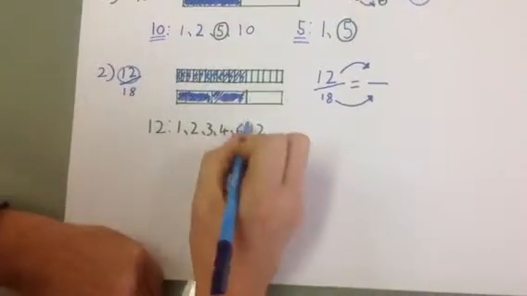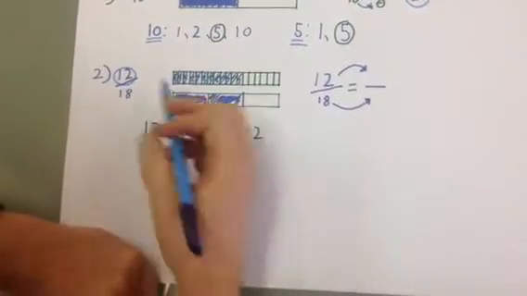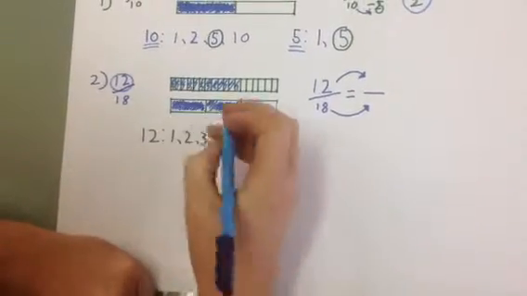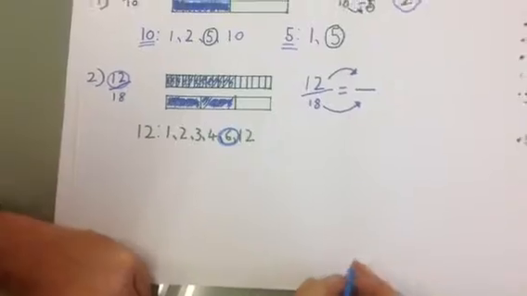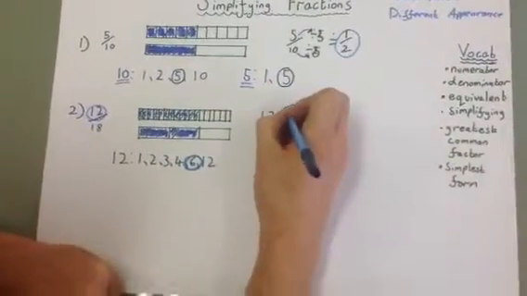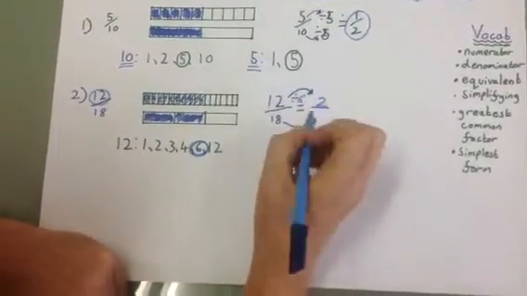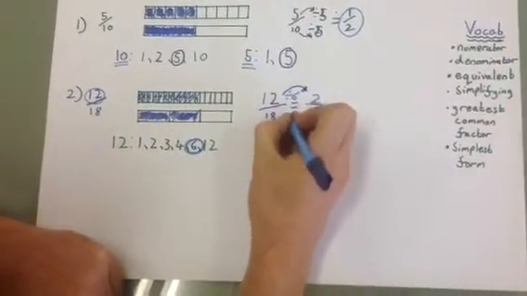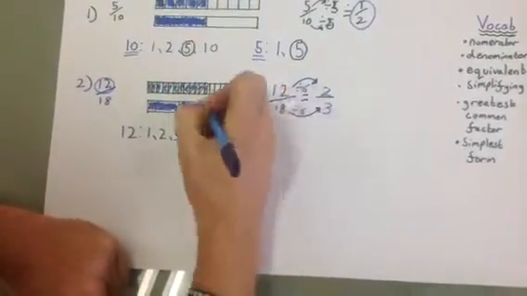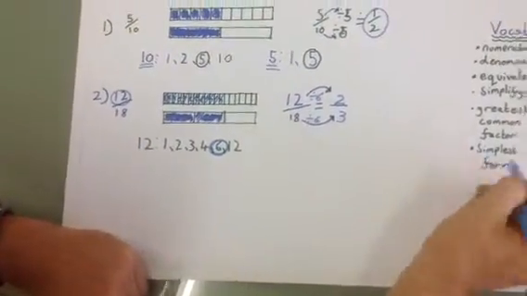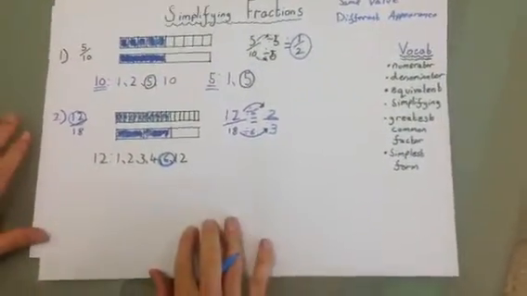12 into 18? No. 6 into 18? Oh yes, because 6 times 3 is 18. 18 divided by 6 is 3, so this is going to be our highest common factor. So if I divide 12 by 6, that will get me 2. And whatever I do to the top, I must do to the bottom. 18 divided by 6 equals 3. You can see that's the same as my bar. So the simplest form for 12/18 is 2/3.